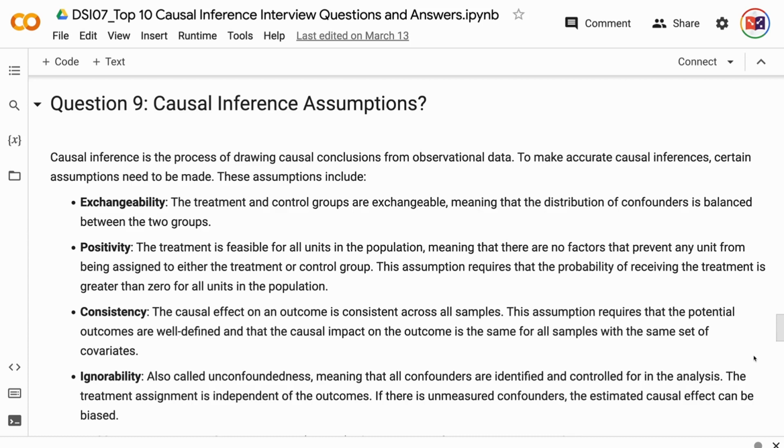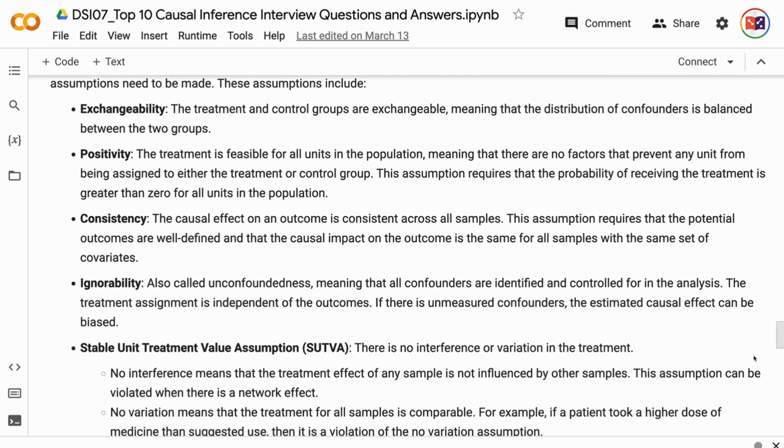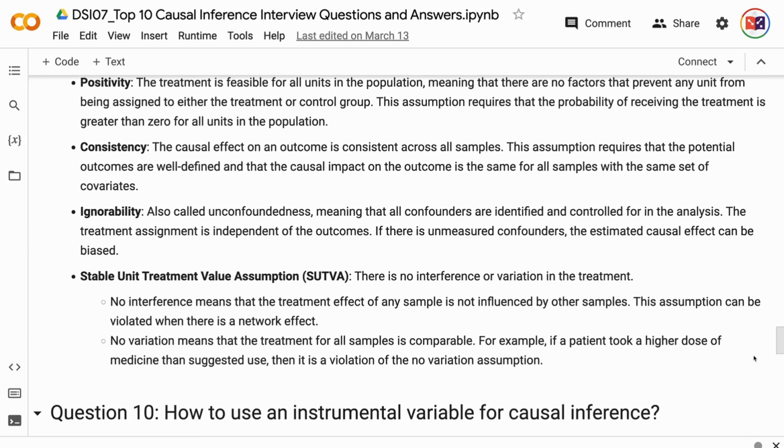Consistency. The causal effect on an outcome is consistent across all samples. This assumption requires that the potential outcomes are well defined and that the causal impact on the outcome is the same for all samples with the same set of covariates. Ignorability, also called unconfoundedness, meaning that all confounders are identified and controlled for in the analysis. The treatment assignment is independent of the outcomes. If there are unmeasured confounders, the estimated causal effect can be biased.